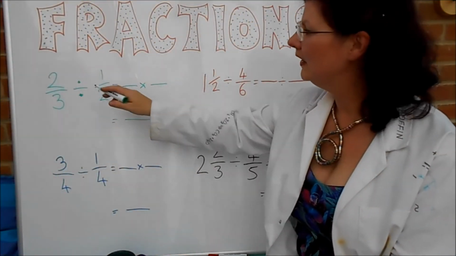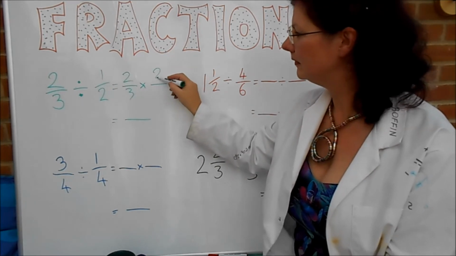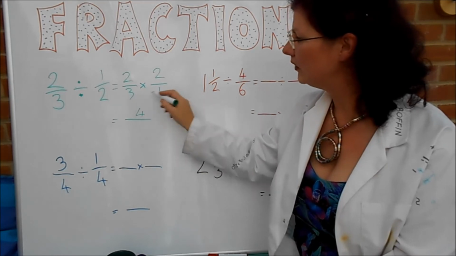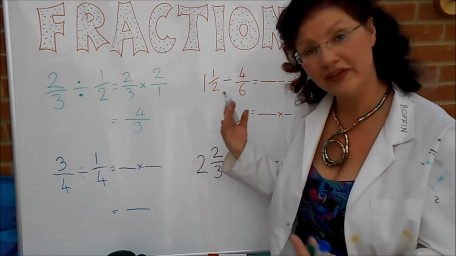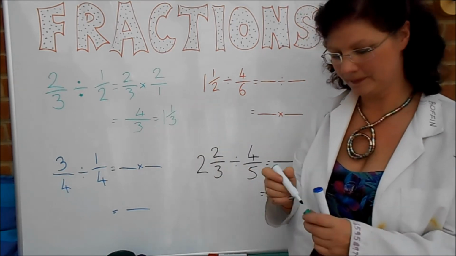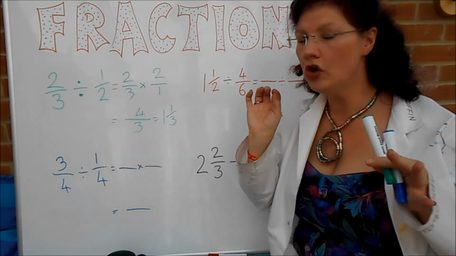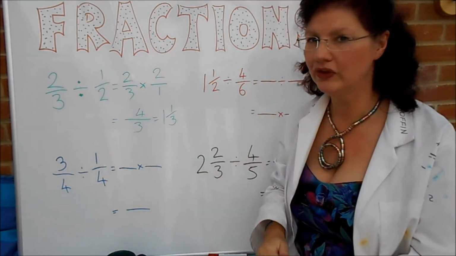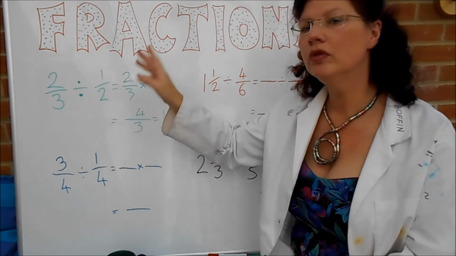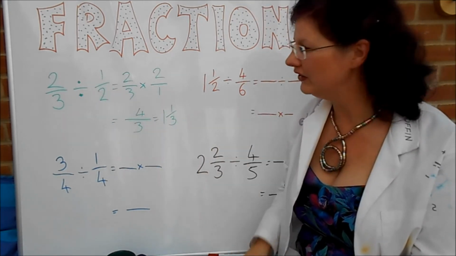Right, let's go through those. 2/3, twist, and times. So now we're multiplying. 2 times 2 is 4, 3 times 1 is 3. 4/3 is the answer. That's a top-heavy fraction, so that's 1 and 1/3. Please note, 2/3 divided by a half is not a half of 2/3. So the answer is not 1/3. A half of 2/3 would be a half times 2/3. So we've actually got 4/3 there.